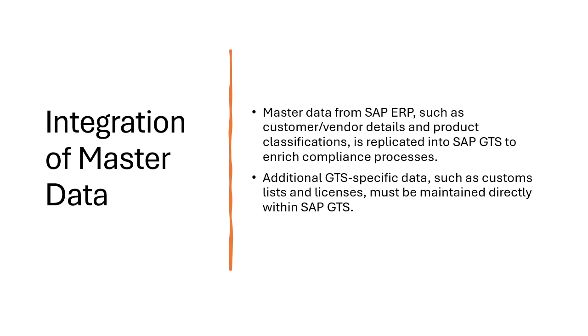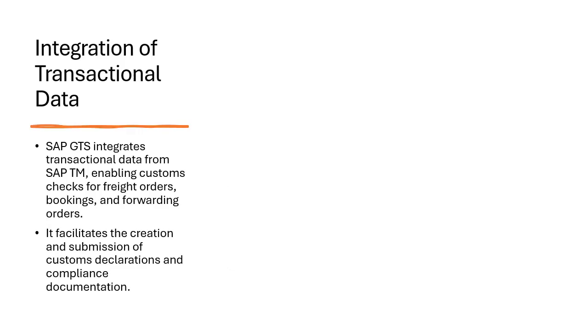SAP GTS imports master data such as vendor and customs information from SAP ERP, and also enriches it with trade compliance specific details like product classification. And next is the integration of transactional data. Transactional data such as freight orders and transportation requests is exchanged between SAP TM and SAP GTS via standard service-oriented architecture, which is SOA services.